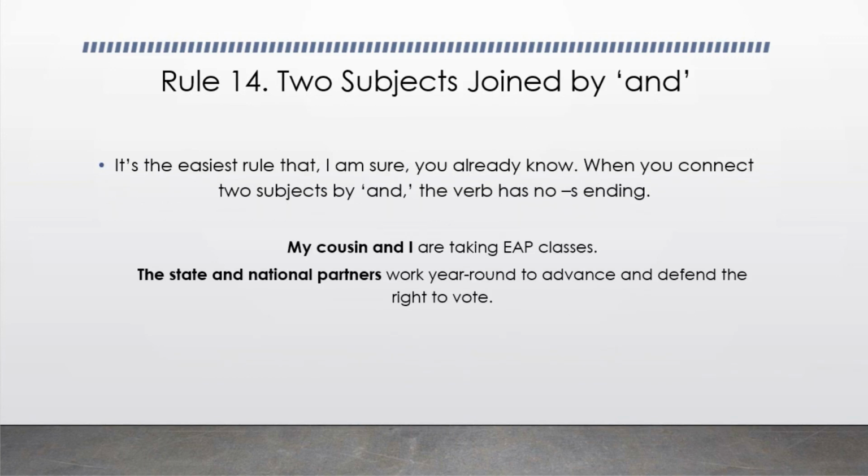And our last rule for today, rule number 14, it's the easy rule. I'm sure you already know this rule. When two subjects are joined by and, your subject is considered plural and therefore the verb will have no S. My cousin and I are taking EAP. The state and national partners work. So you have a compound subject, the state and national partners.